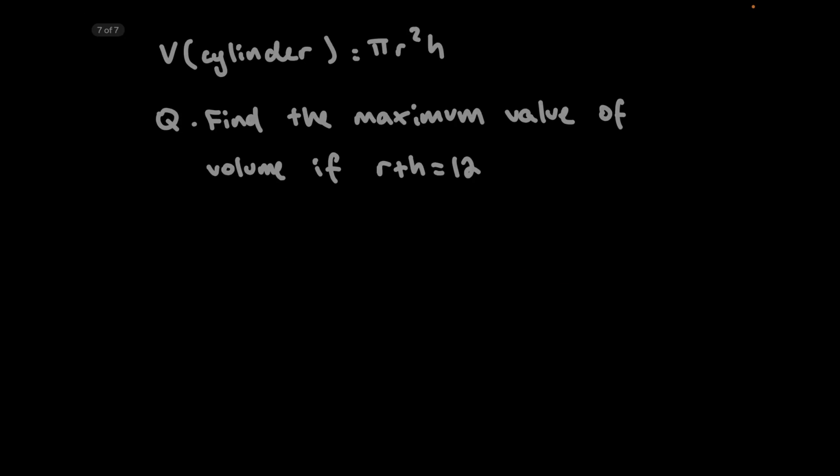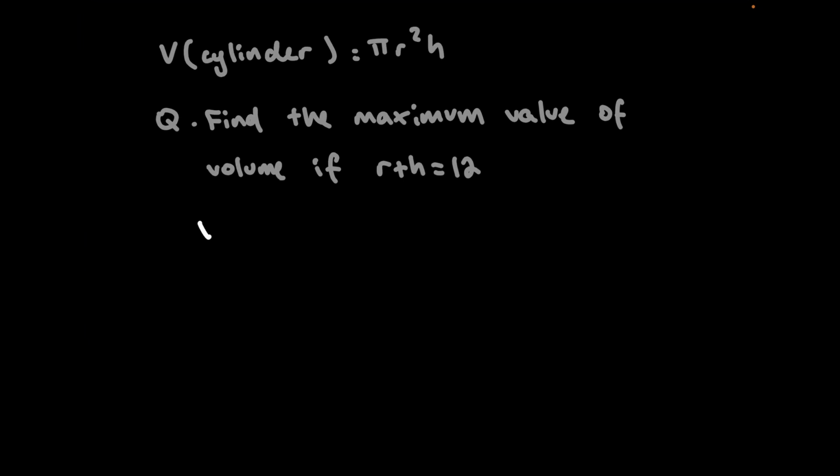Okay, this is our next question. We've been told that the volume of a cylinder equals pi r squared h, and we need to find the maximum value of volume if we are told the condition that r plus h equals 12. That makes our life very easy. We can rewrite this entire equation in terms of just one variable.